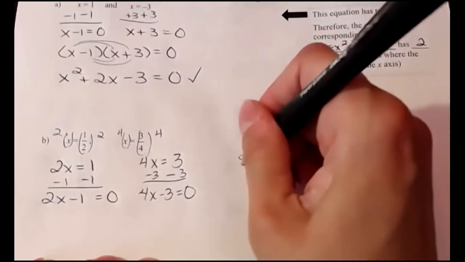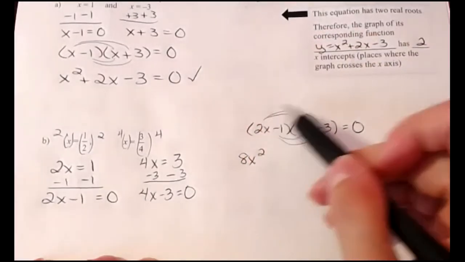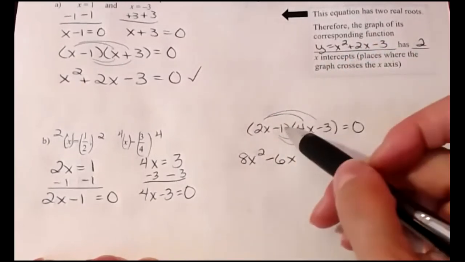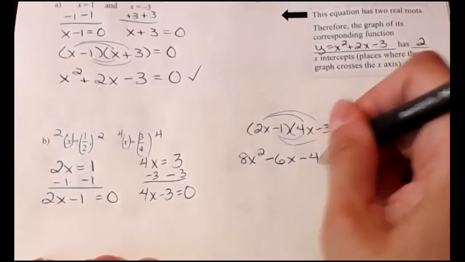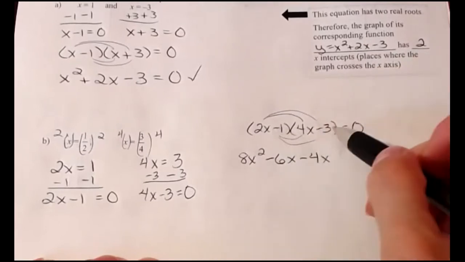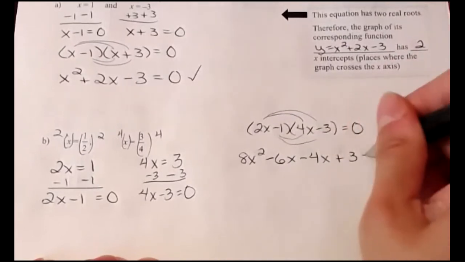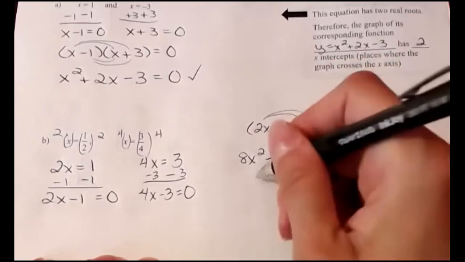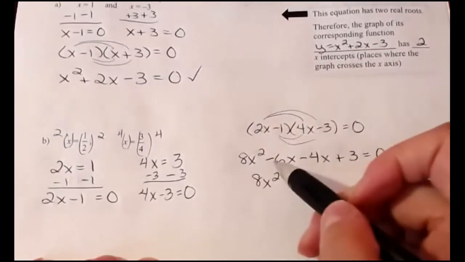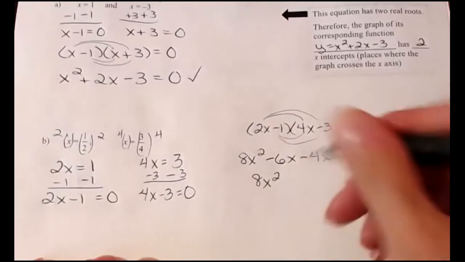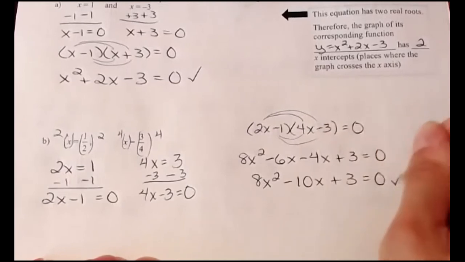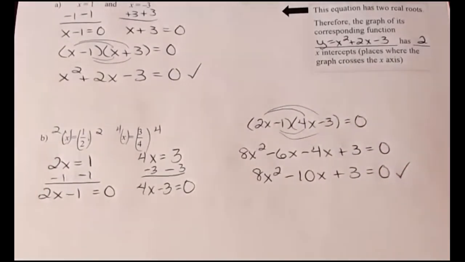Now that I have my product written down, let's actually distribute and see what we get. 2x times 4x is 8x squared. 2x times a -3 is a -6x. I might as well write it out. Negative 1 times 4x is negative 4x. And then negative 1 times negative 3 is positive 3. Combine like terms. You have 8x squared, negative 6x, and another negative 4x is negative 10x, plus 3 is equal to 0. And there is your original polynomial.